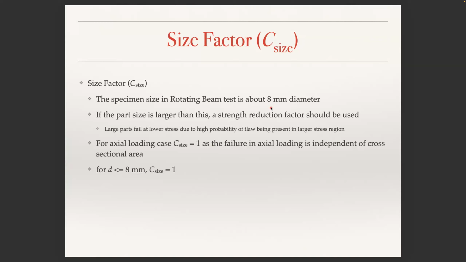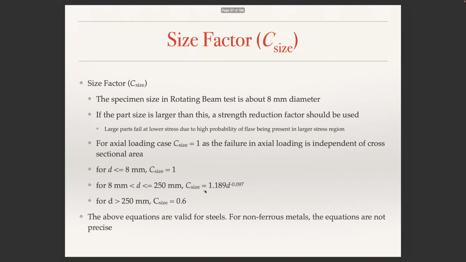If the diameter is less than 8 mm, you need not worry about the size factor, because a diameter less than 8 mm is not going to be worse than 8 mm. So the size factor is 1, which means it is not accounted for. But if the diameter is between 8 mm and 250 mm, this is the formula that one needs to use. You don't need to remember this formula, it will be given in the exam. If it is greater than 250, the size factor is fixed at 0.6. It will not reduce further.